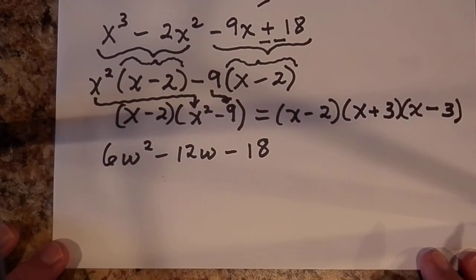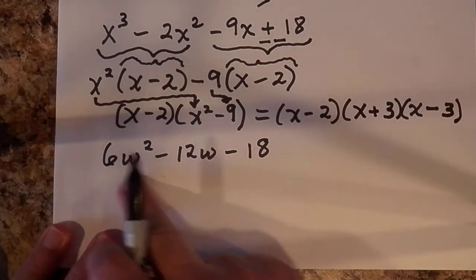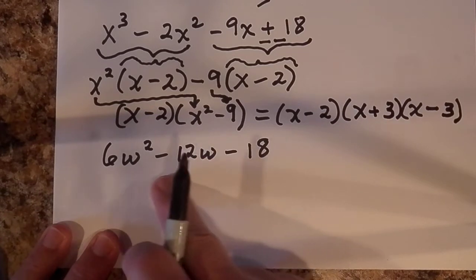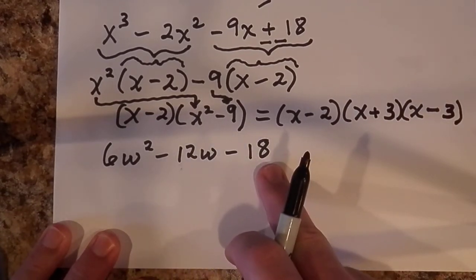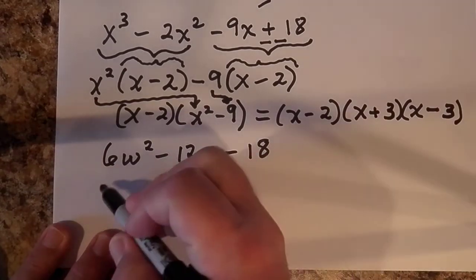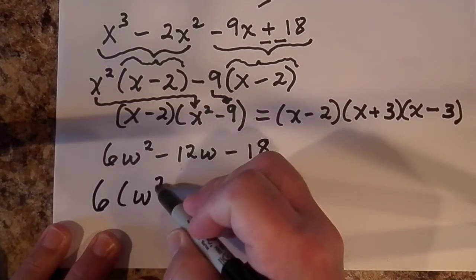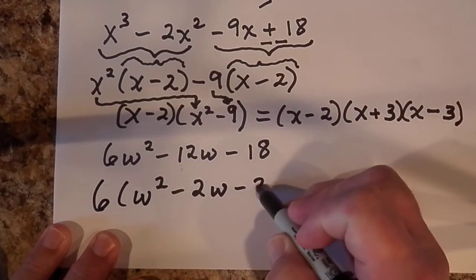Now my next example is again going to involve removing a common factor. You see there's 6w squared minus 12w, which is 6 times 2, minus 18, which is 6 times 3. So I can factor out a 6, and that leaves w squared minus 2w minus 3.